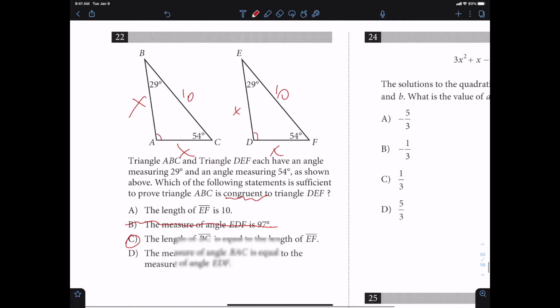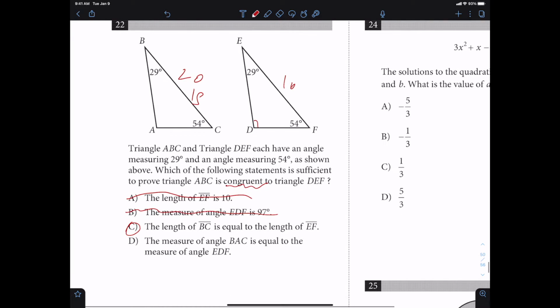The length of EF is 10. Let's see, option A. If the length of EF is 10, that doesn't tell us anything about the length of BC. That doesn't mean BC has to be 10. BC could be 20. It could be 15. It could be anything. So it's not going to be A. And it is not going to be D because we already know that.